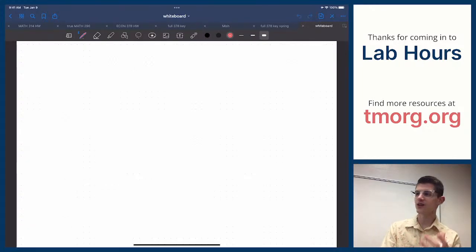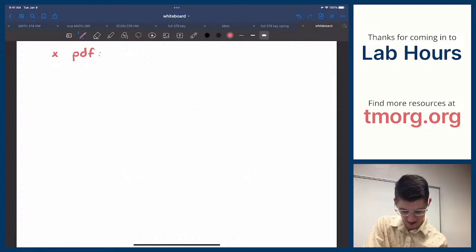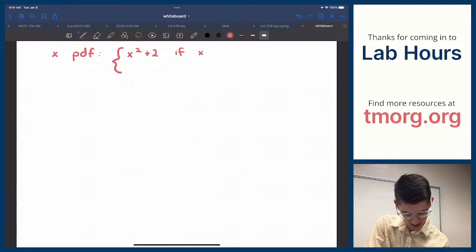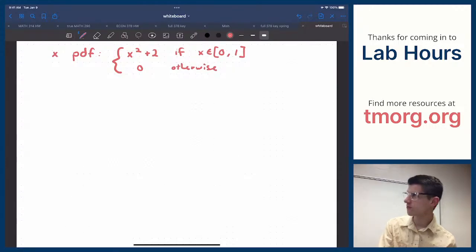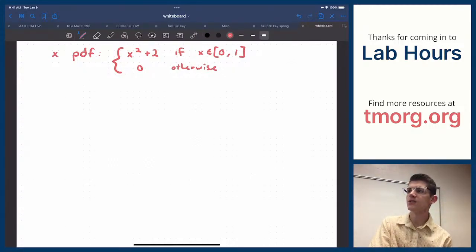One thing that you guys didn't realize at the beginning of the class is that every time we said X has a PDF, and that PDF is, let's call it, x squared plus 2 if X is within the interval from 0 to 1, and 0 otherwise, right? So one thing you may not have realized when we were writing stuff like this is that it's big enough for you guys to see, generally speaking?